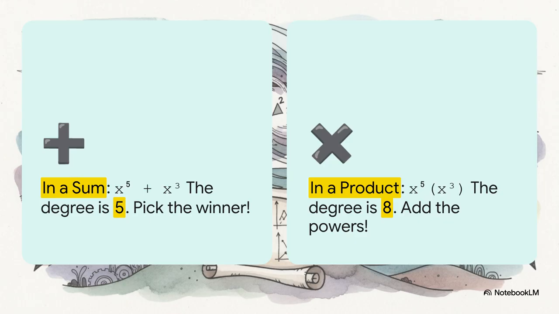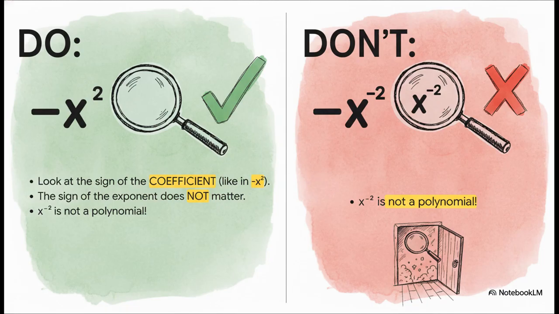Super important difference. All right, trap number 2 is all about signs. It's simple, but people mix it up. The only sign that you care about for this test is the sign of the coefficient. That's the number in front of the x. A negative sign in the exponent, like x to the -2, actually means it's not a polynomial to begin with. So that's a whole different story. Just remember, look at the sign in front, not the sign up top.